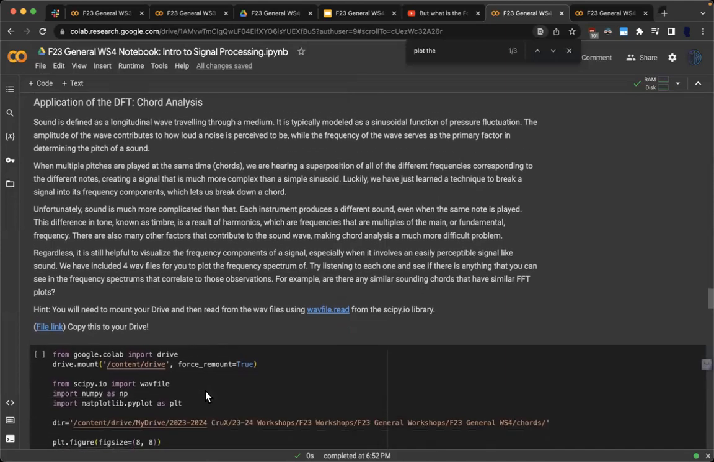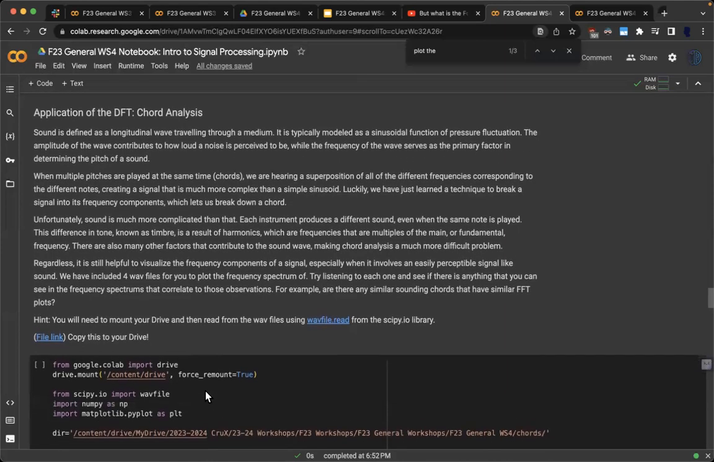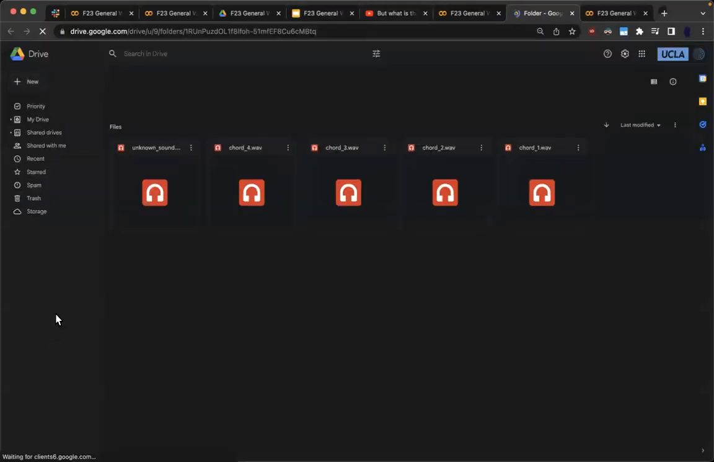And so we can actually visualize what different musical notes look like using Fourier transform. So this requires a bit of setup. If you click this file link, it'll take you to this file.